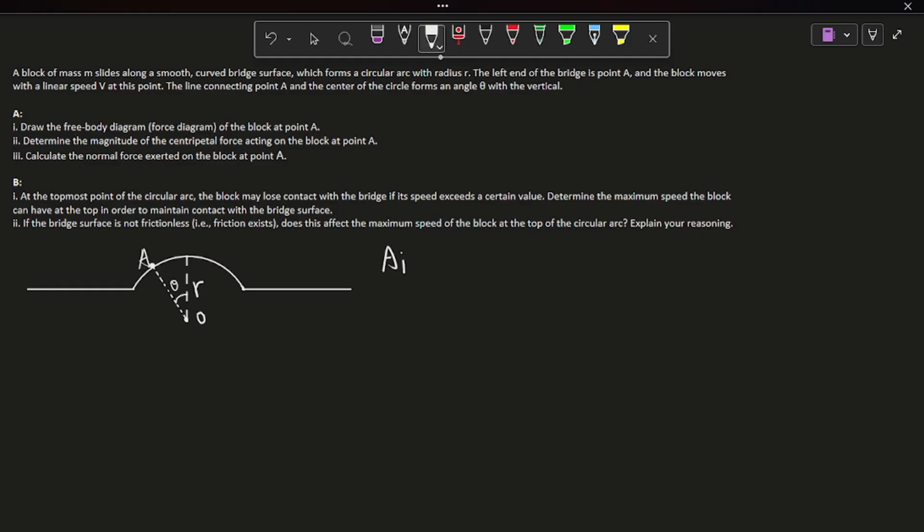First, let's draw a free body diagram. It's supposed to be free for you, right? If you don't know how to do it, go study harder.